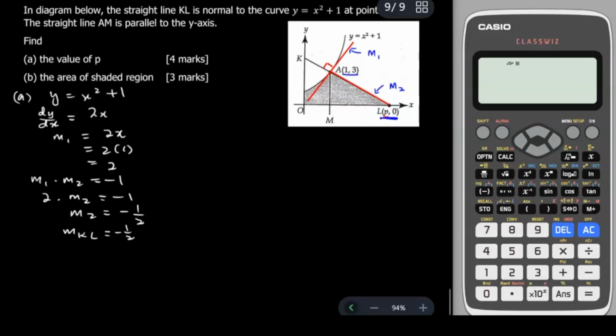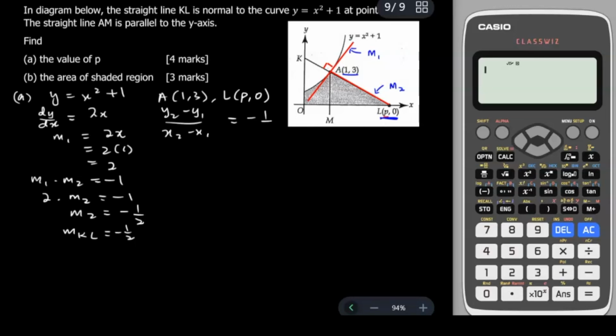To find P, I'm going to use the coordinates of A and L. A is (1, 3), and L is (P, 0). I'm going to use the formula (y2 minus y1) over (x2 minus x1).